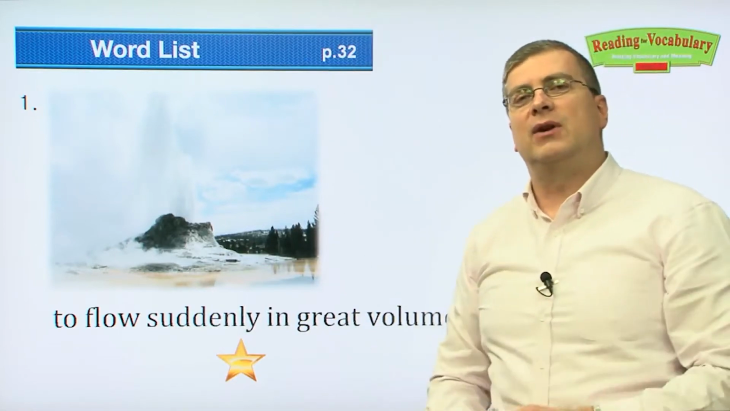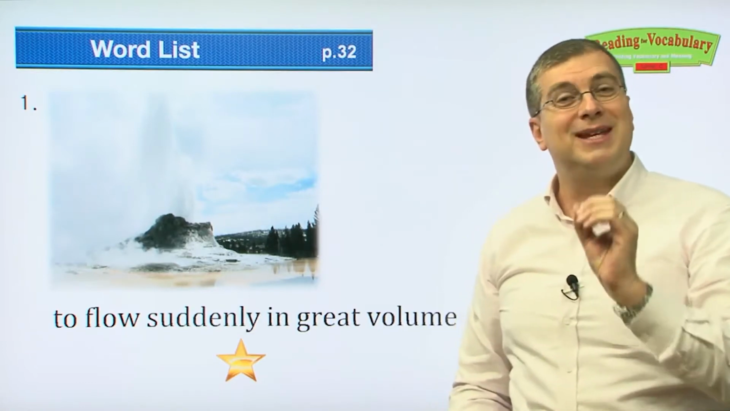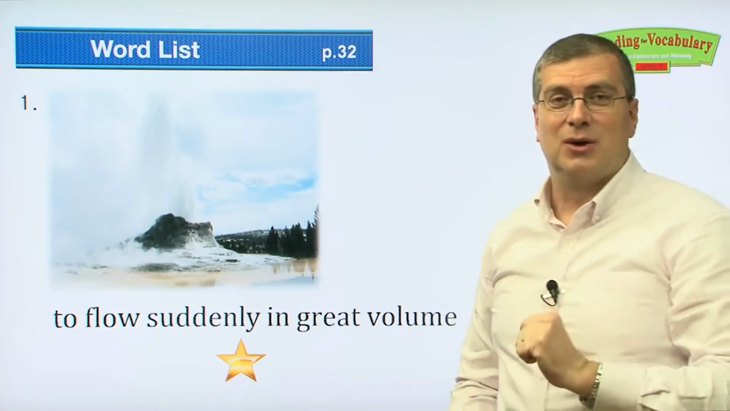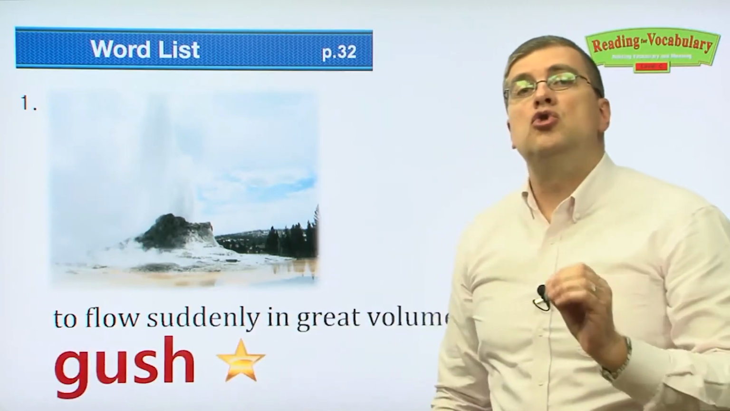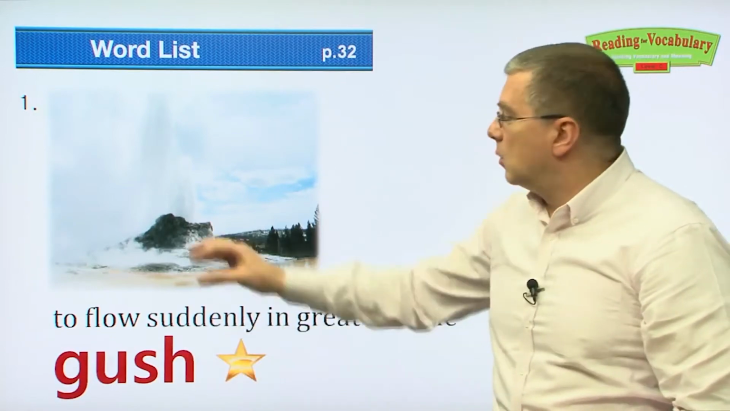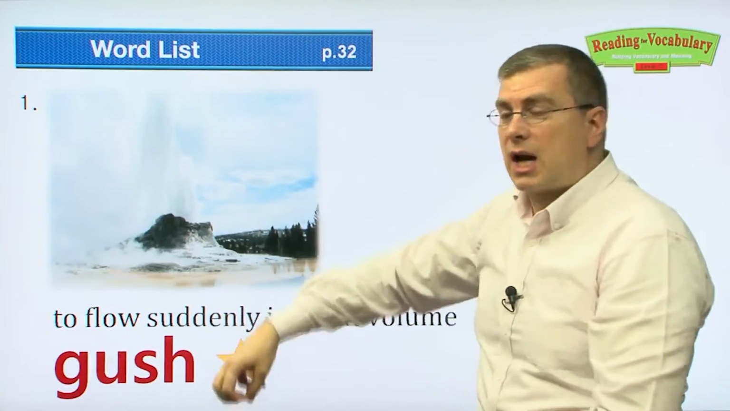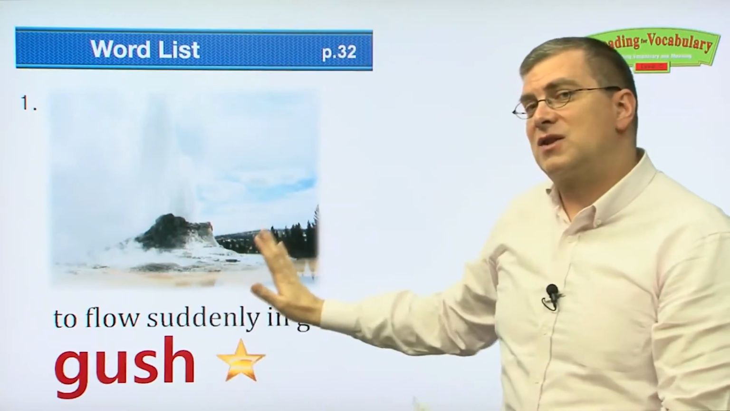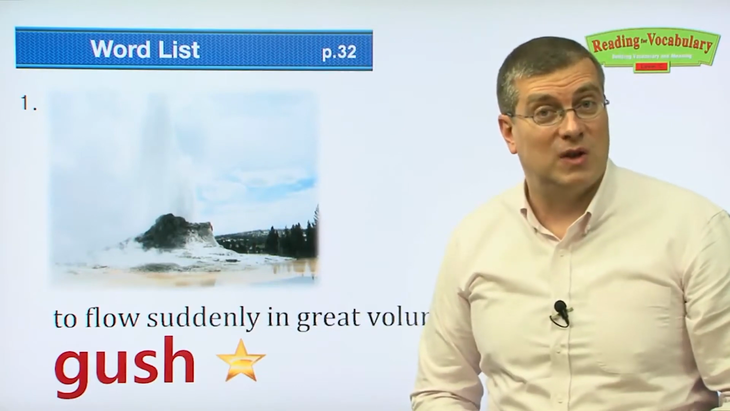Now, there is a very specific verb we can use to describe exactly that action. What is that verb? That verb is gush. To gush. So we use to gush to explain when something suddenly and in a lot of volume comes out, not just of the earth. You know, sometimes people gush too.